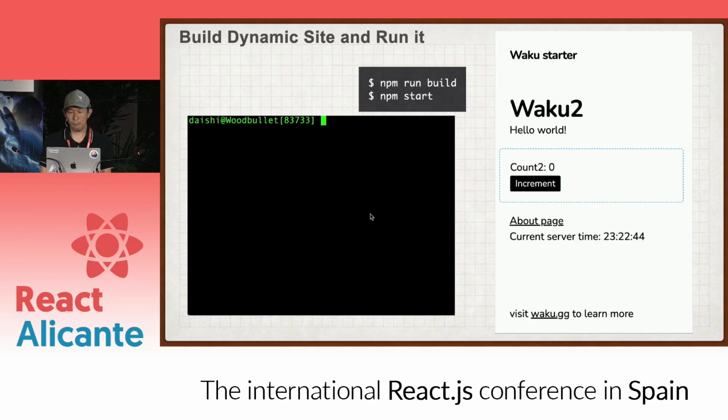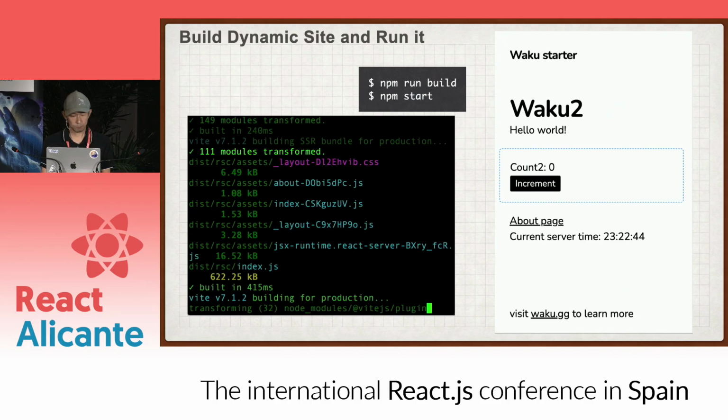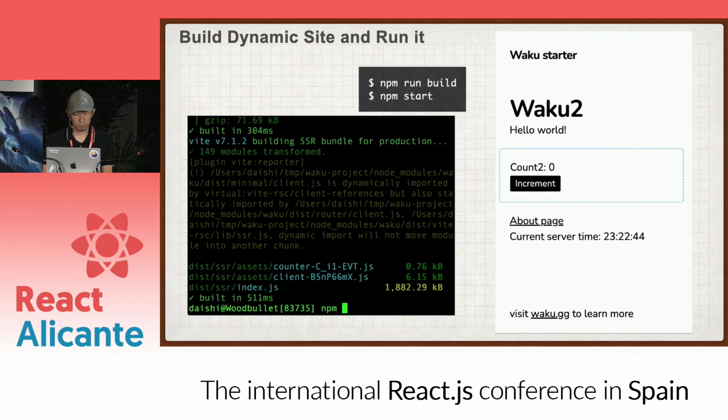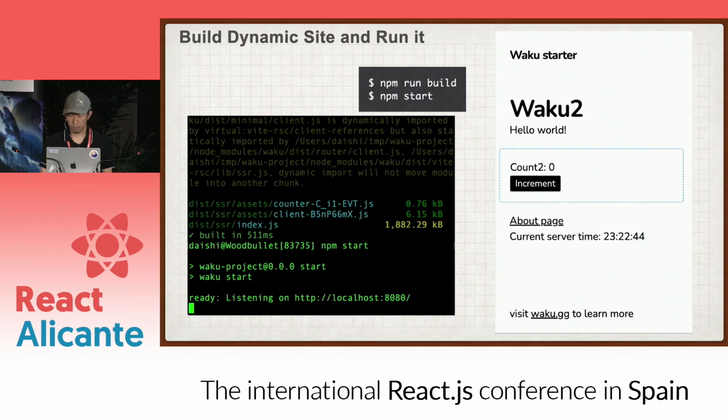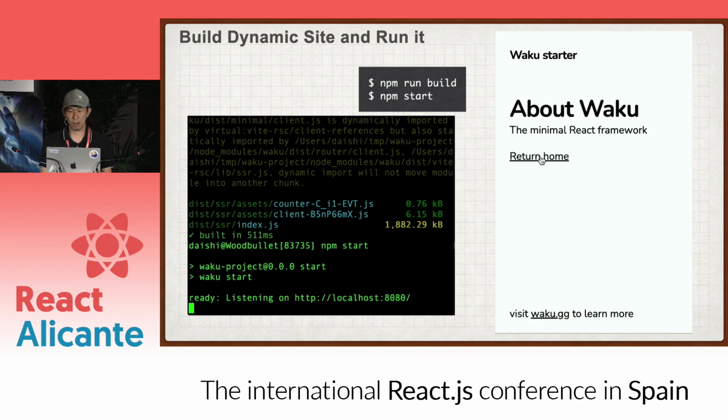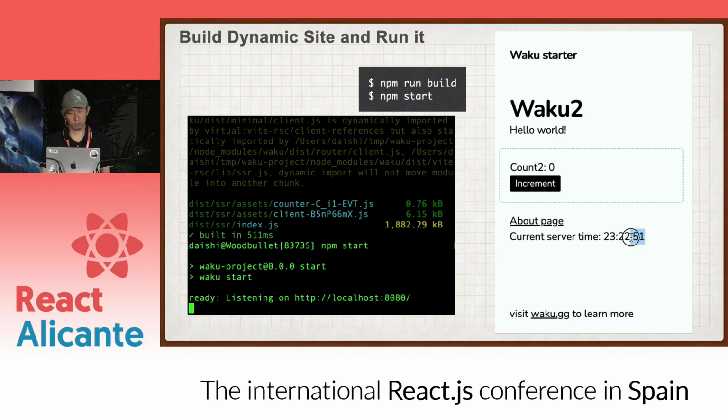Now, we build the app again and start the server. The browser shows a page with the current server time. Let's jump to the About page and go back. The time has changed. This means the page is rendered on each request.